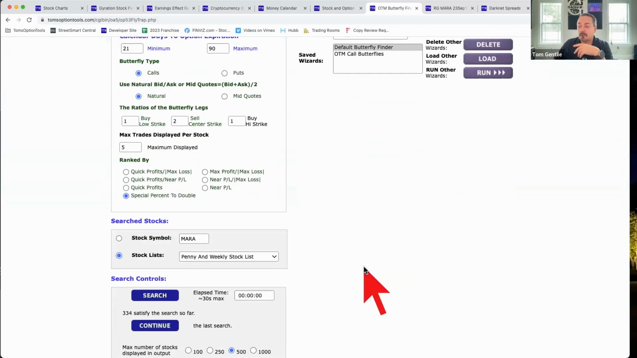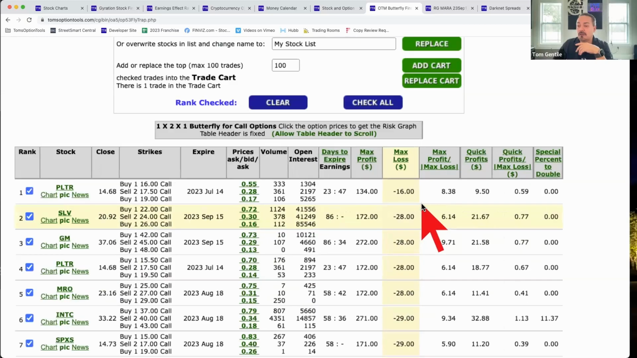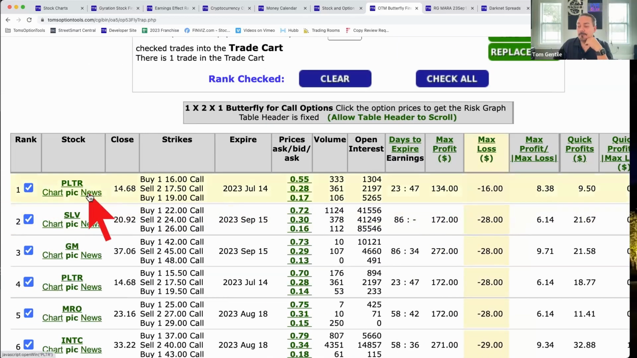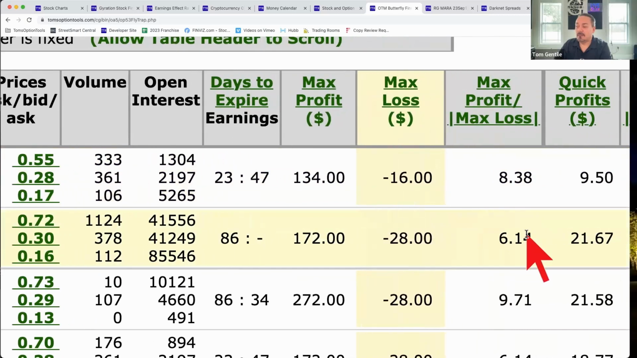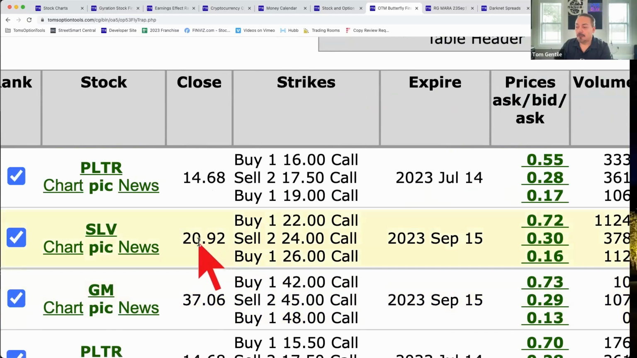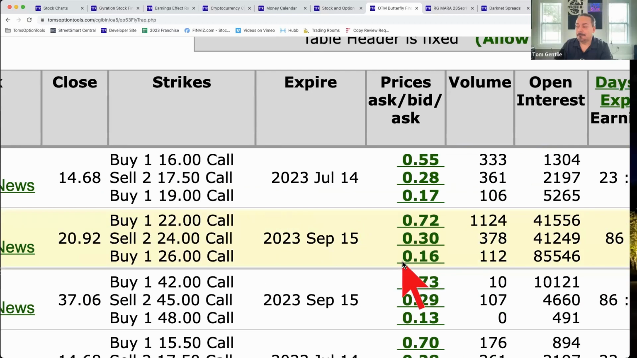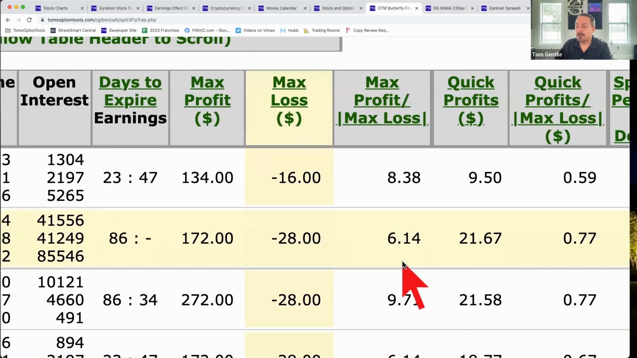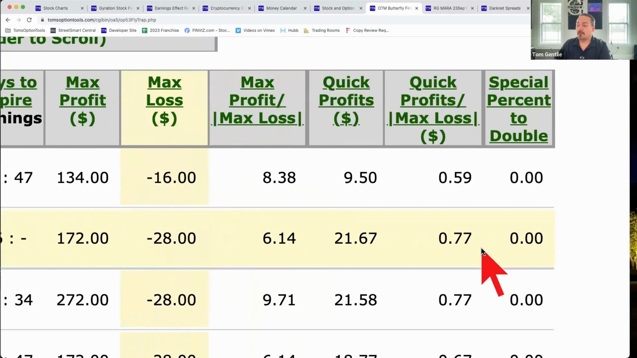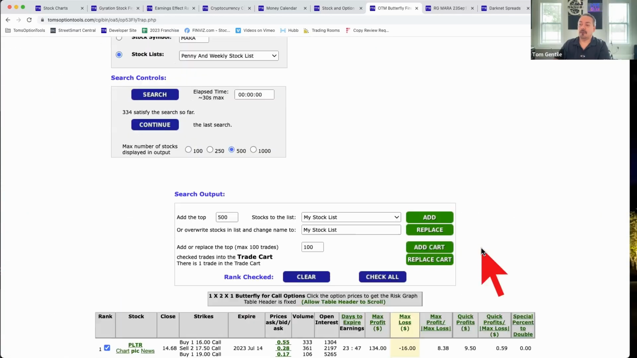If I really want to look at something that's cheap, I could click on the max loss and have it re-ranked. So I can look at re-rankings on max loss. Here you go. Here's Palantir, excuse me, $16 loss, $134 max profit. How about SLV? If you're a gold and silver bug, there's a butterfly here on SLV. SLV's at $20.92. The 22, 24, 26 spread right now looks like you've got $6.14 that can make a possible 21.67, in terms of profit to loss. So that's our butterfly ranker.